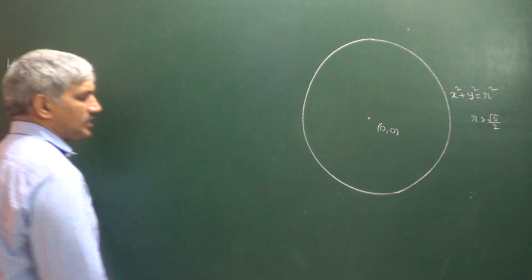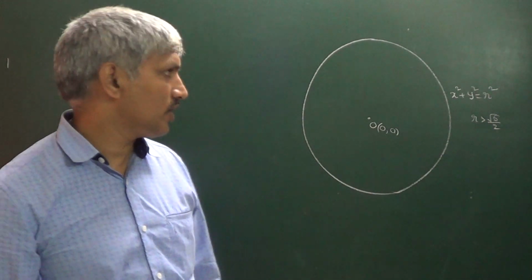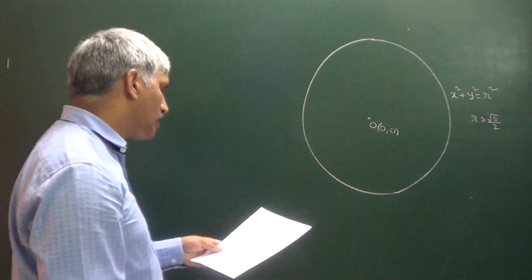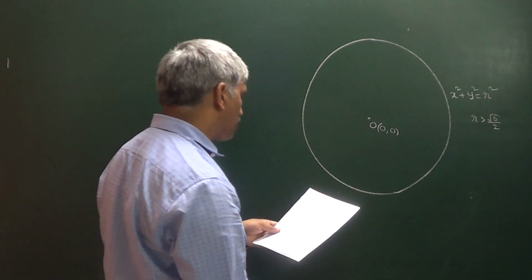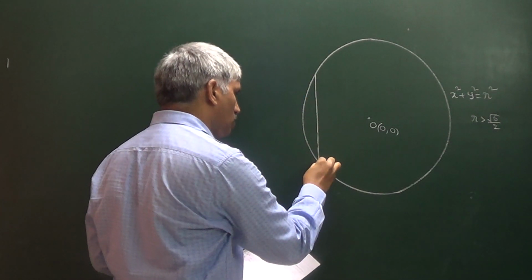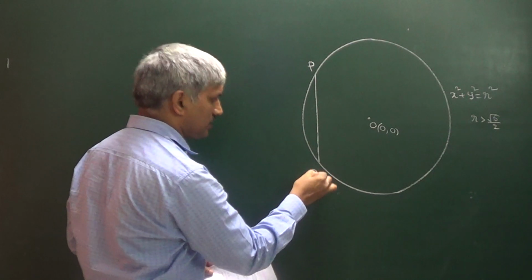So that circle center is the origin. No doubt, the center of the circle is (0, 0) and the radius is r. Suppose PQ is a chord of the circle and the equation of the line passing through P and Q is given as the chord. This point is P and this point is Q.